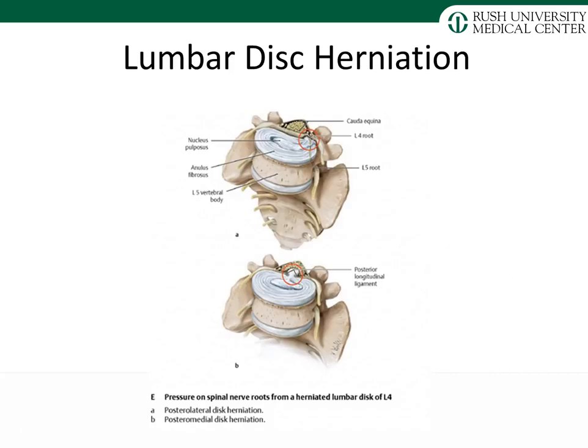So this is another picture of what a lumbar disc herniation looks like. And this is the disc herniating and hitting the L4 nerve root. So this shows you both the posterior lateral and posterior medial disc herniation.